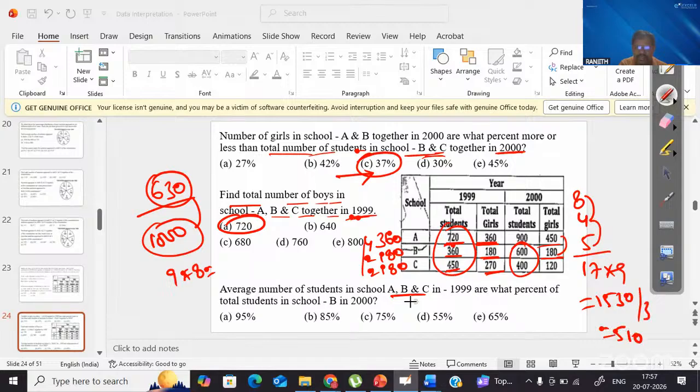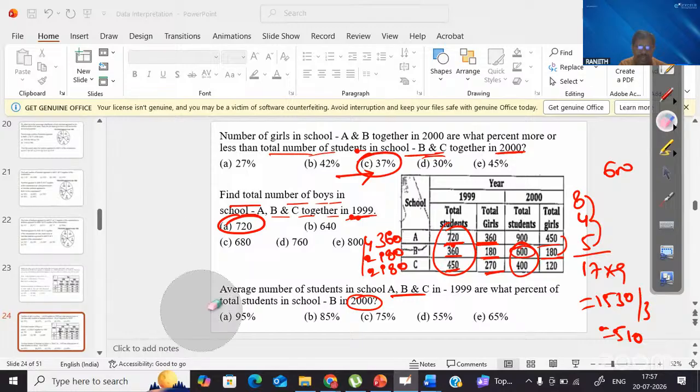And what is given? What percent of total students in 2000? 2000 in school B will be equal to 600. So now the difference will be equal to 90, 90 by 600. Or what percentage, right? Okay, he is not asking percentage more or less. So 510 by 600 into 100. So it will be equal to 85 percentage.